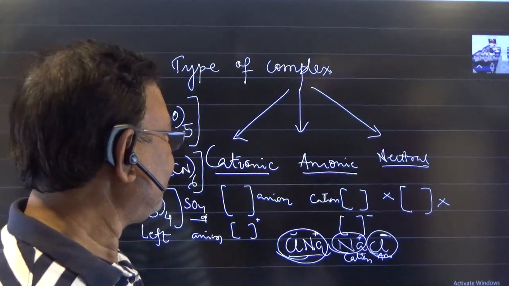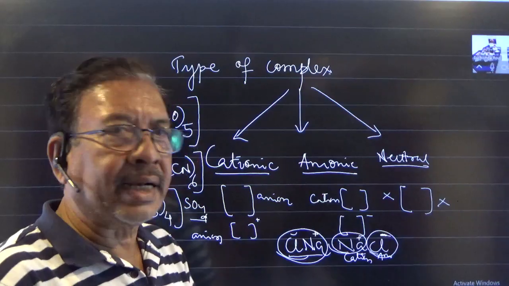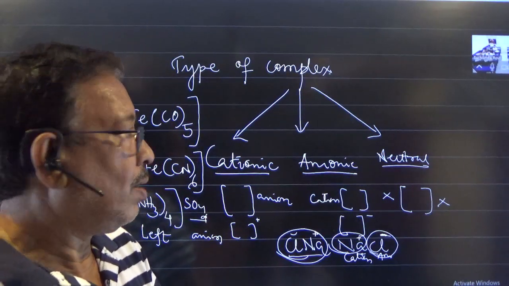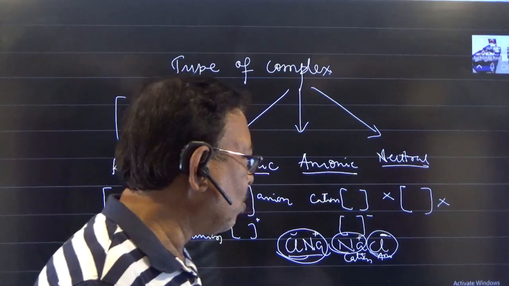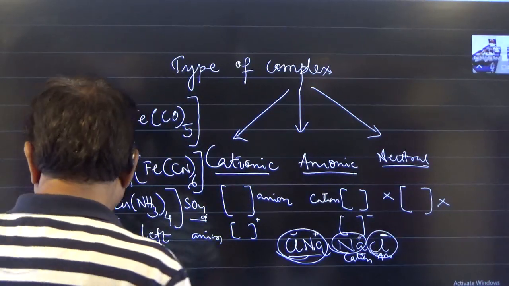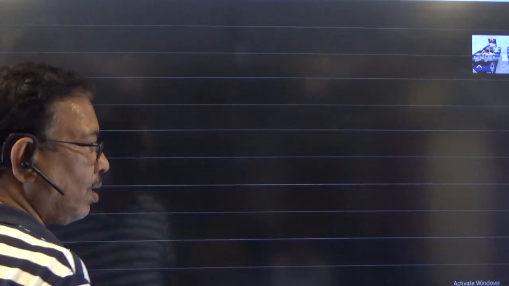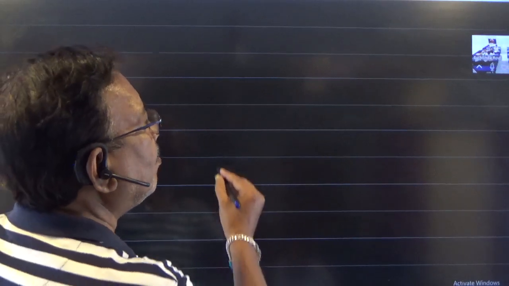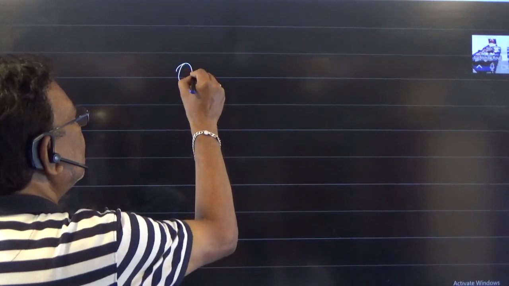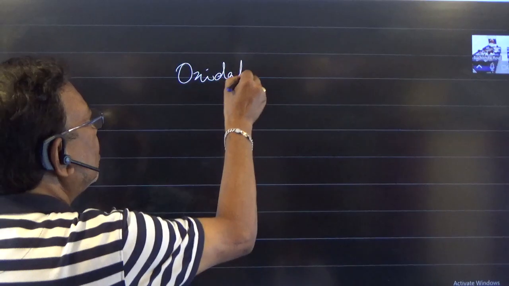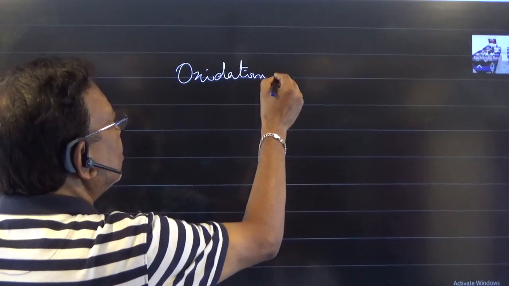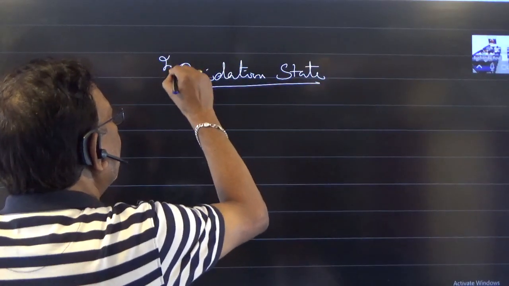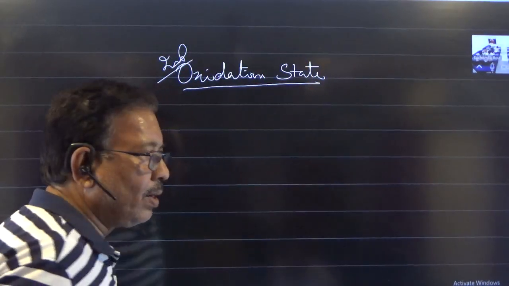Is it clear? Yes, sir. Can you recognize cationic and anionic complex? Yes, sir. Very good. Type of complex is over. Now next is oxidation number, oxidation state. It is important. One mark question will be in your exam.